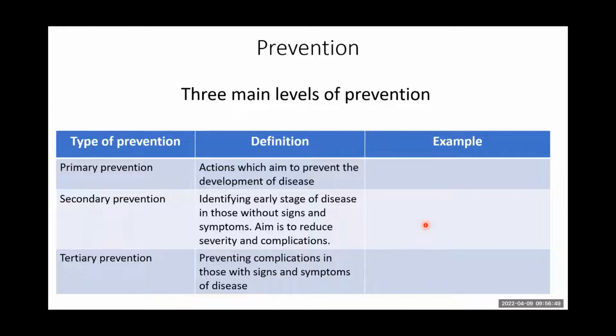So these are the three stages of prevention. And these are, of course, very important in the concept of epidemiology. And I have left this box here, example, empty. And you know what that means? That means I would like to ask you to tell me examples. So primary prevention, an action that is aimed to prevent the development of disease. Please give me an example of what that could be.